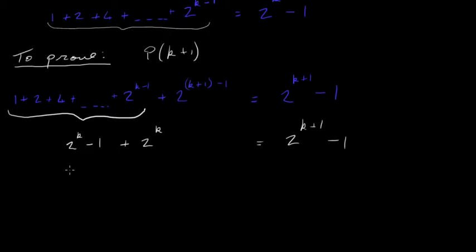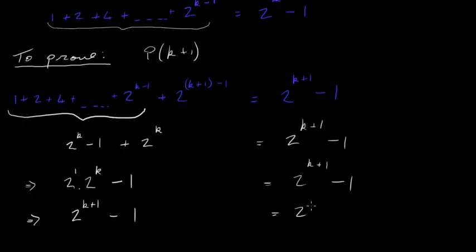Let's see. Well, we have a 2 to the power of k here, and we have a 2 to the power of k here. So we have two of them. So that's just 2 times 2 to the power of k. This dot here is just multiply. And then we have this minus 1 here as well. On the right hand side, we want to see if it's equal to 2 to the power of k plus 1 minus 1. So what do we end up with here? Well, we have 2 to the power of 1 here times 2 to the power of k. That's 2 to the power of k plus 1 by our rules of indices. And we have our minus 1 here. And on the right hand side, we still have k plus 1 here minus 1. So we have shown that the left hand side and the right hand side are equal.